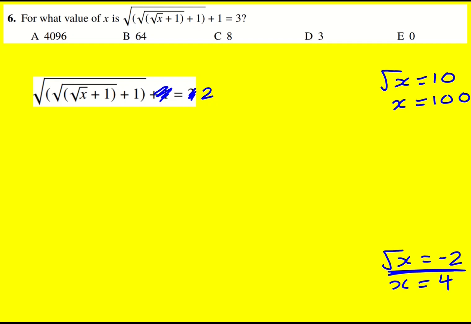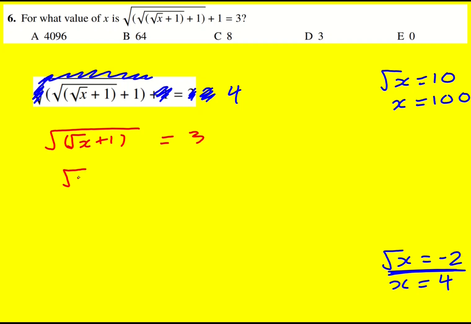Okay, so I'm now squaring, so I'm just going to get rid of that square root and make it 4. Brilliant. And then we're just going to repeat this process. So now I'm going to minus 1, so I'll have the square root of the square root of x plus 1 equal to 3. And that means the square root of x plus 1 is going to equal 9.